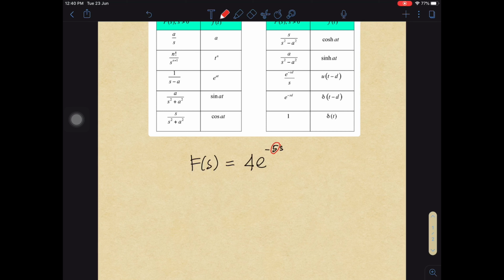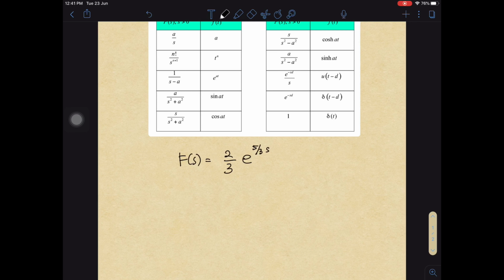So your d now is equal to 5. So you can write your function f(t) equal to m times delta(t minus d). So your d is equal to 5, so you have delta(t minus 5). How to find the value of m is again the coefficient that exists in your function F(s). So now you have your m is equal to 4. Therefore you will have your f(t) is equal to 4 delta(t minus 5).